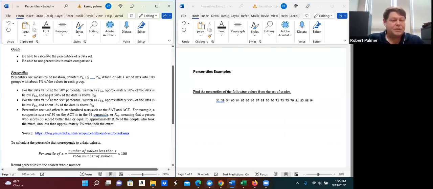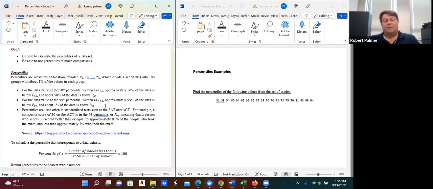For example, for the data value at the 99th percentile, written as P99, approximately 99% of the data is below that value, and about 1% of the data is above that value. In the same way, for P25, about 25% of the data is below P25, and about 75% of the data is above P25.